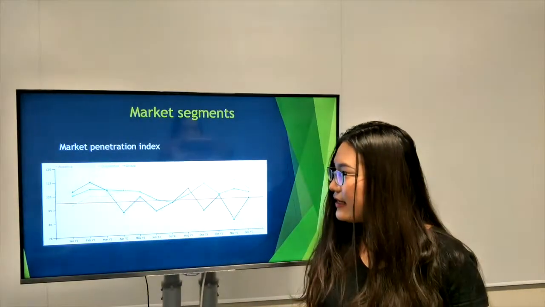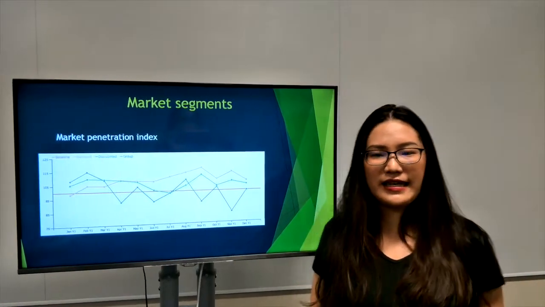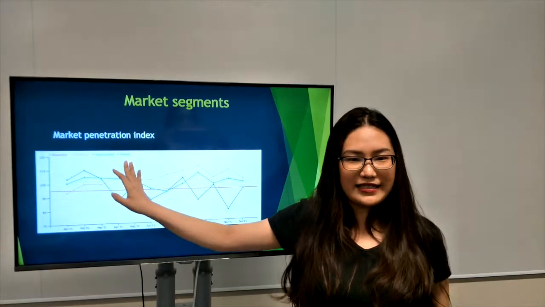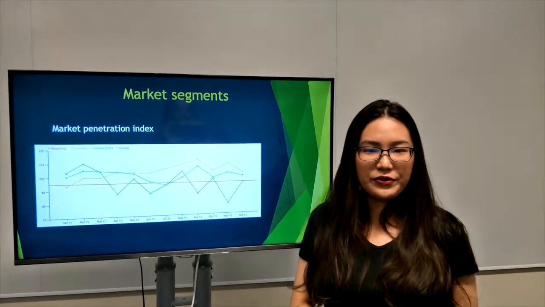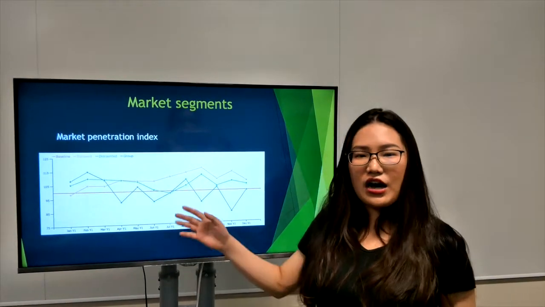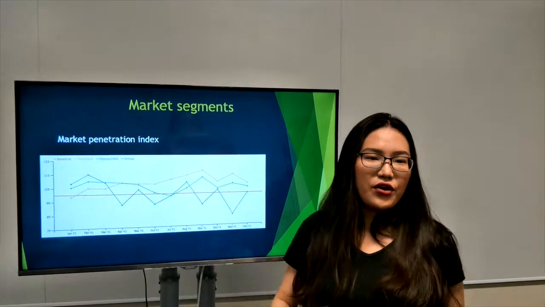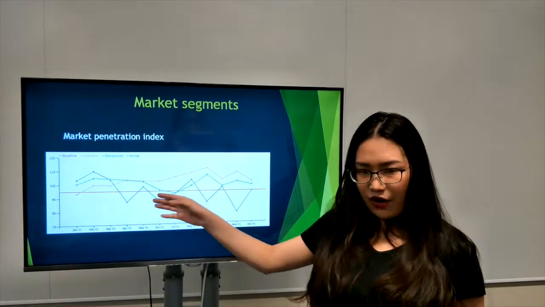And here's the market penetration index among 3 major segments in the industry. They are transient, discounted, and group. Last year, we can see that our occupancy among the transient and discounted groups is generally higher than the industry baseline. However, the occupancy of group fluctuates a lot above and below the baseline.